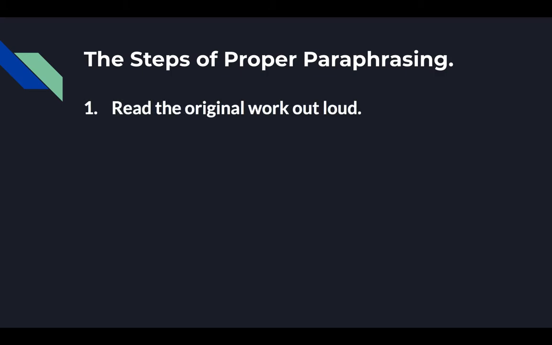Step one, obviously you need to read the original, you need to understand it. I actually promote reading it out loud, because this is the best way to really engage with the idea. Step two, you should turn over or cover the original work. You shouldn't be staring at the actual sentence when you're trying to do the paraphrase, because then you have a tendency to copy the phrasing or the sentence structure or to use the same words, and those are all things you don't want to do when you paraphrase.